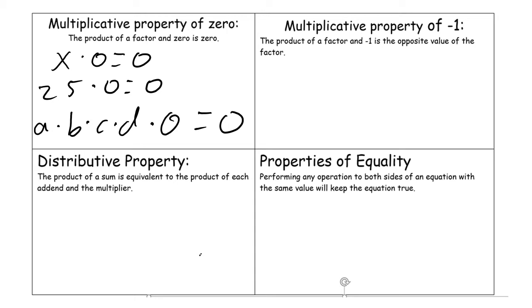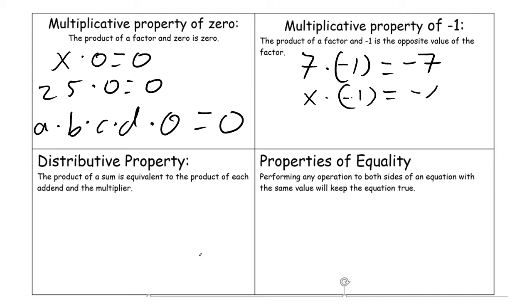Multiplicative property of -1 is very important in algebra. 7 times -1 is -7. Anything times -1 is going to be its opposite. X times -1 equals -x. Or negative x times -1 equals positive x.